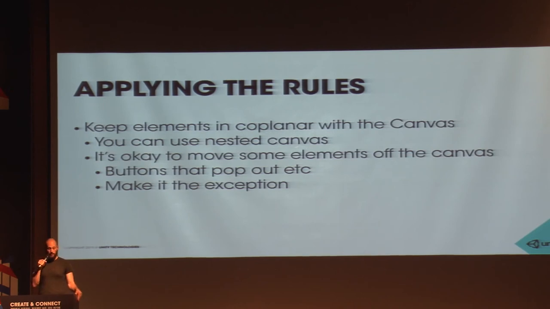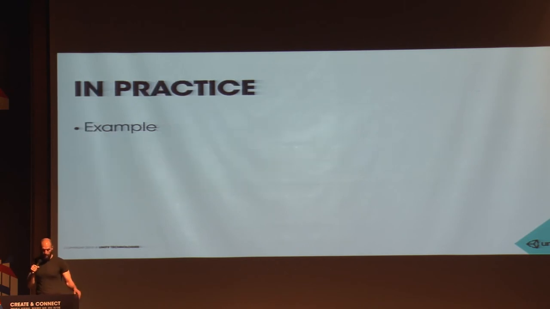And the final rule is to keep elements coplanar with the canvas. You can use nested canvases to help achieve this. It's true that you shouldn't be bound to this rule, though, as it's okay to move elements off the canvas, such as buttons and things that pop out, but try and make it the exception rather than something you do frequently. So let's have a look at an example of how to optimize a scene.